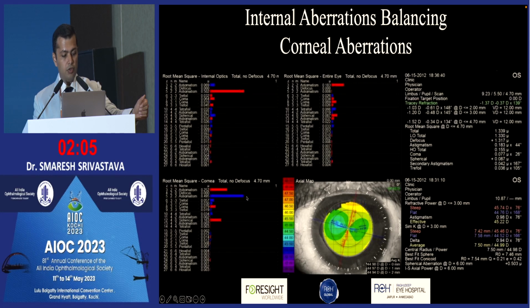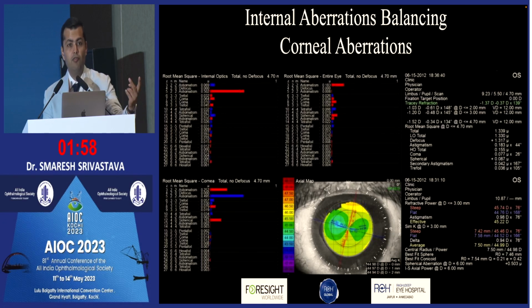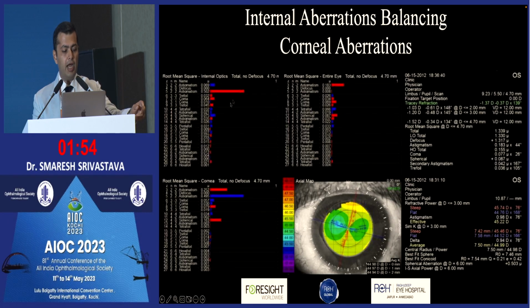There's a very nice corneal cylinder which is nearly completely cancelled by the internal optics. So the lens has a cylindrical value which is exactly opposite of the corneal cylindrical value. Now what would happen if you do a cataract? You're going to knock out this cylindrical value because you remove this lens. And once you remove this lens, all the cornea will manifest.